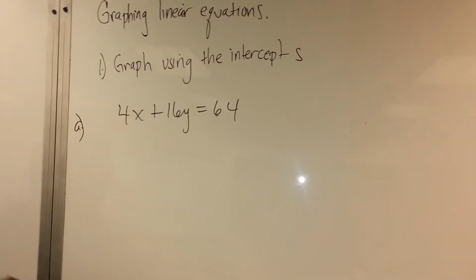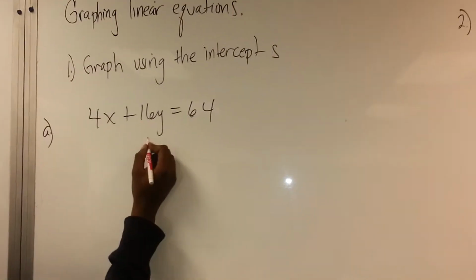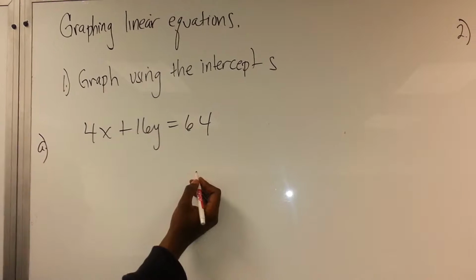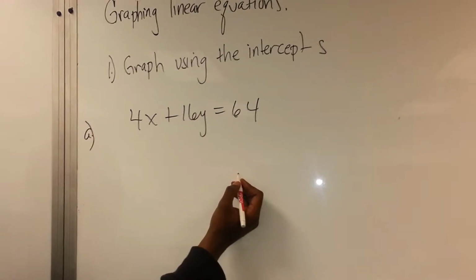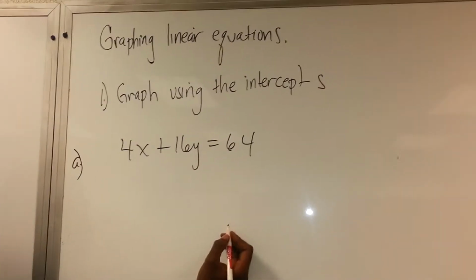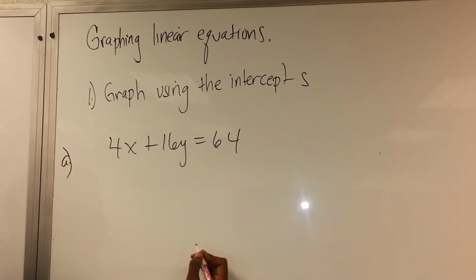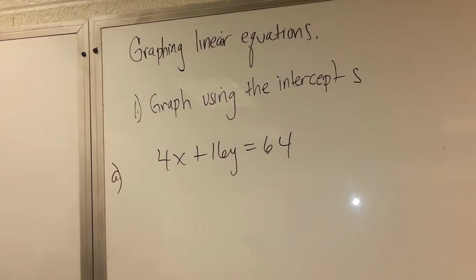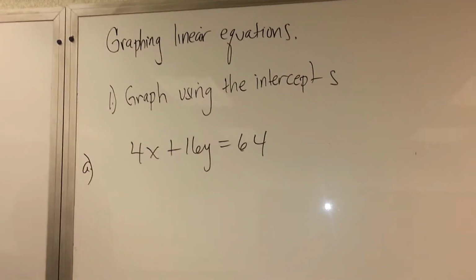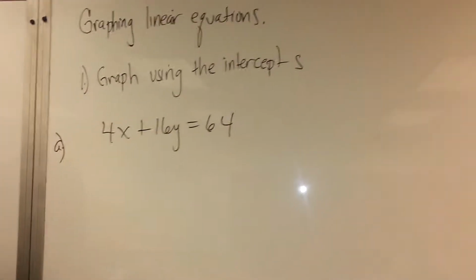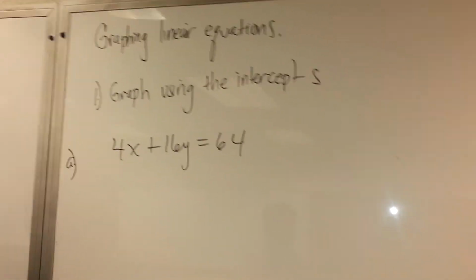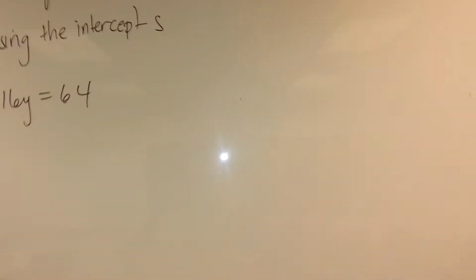Nice and loud. Take 16, you subtract from both sides, correct? Okay. So this time you can do that, but we're graphing just using the intercepts. What are the intercepts? Okay. There is an x-intercept and there is a y-intercept. Tell me what you mean by that.